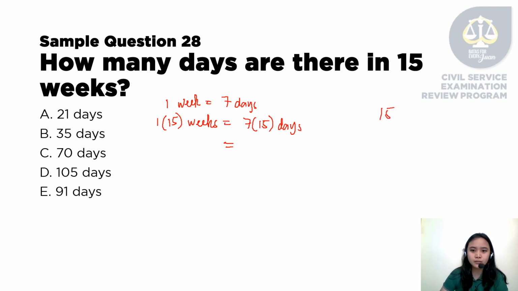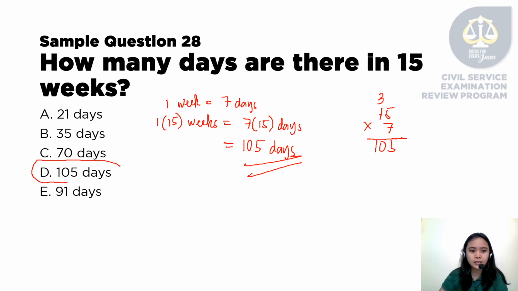So, 7 times 15, 5 times 7 ay 35. 7 times 1 ay 7. Plus 3, that is 10. That is equal to 105 days. So, letter A ay 21 days, B 35 days, C 70 days, D 105 days, and E 91 days. So, ang kailangan natin ay yung letter D.